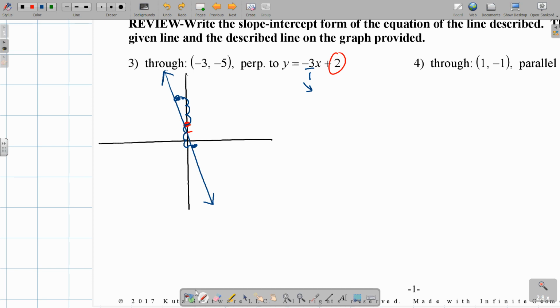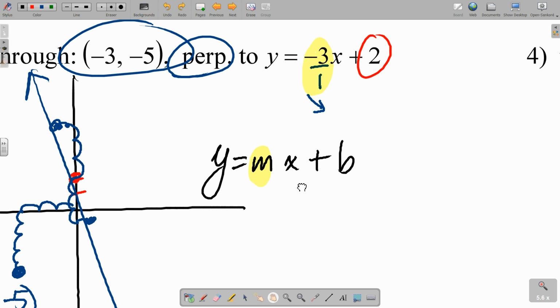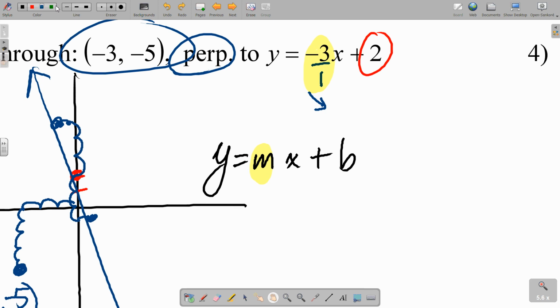Now, we want a line that is perpendicular to that given line and goes through the point negative 3, negative 5. So there is negative 3, negative 5. Step one, first we have to define our two qualities, and we need y equals mx plus b. First, we want the slope of our second line, and if it's going to be perpendicular, it has to be the inverse relationship to negative 3 over 1. So our slope is going to have to be positive 1 over 3.